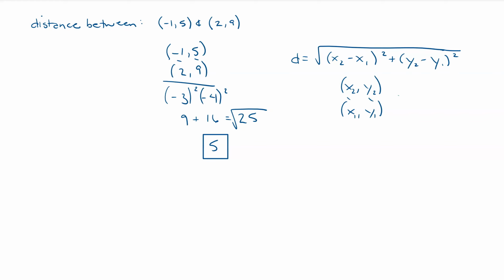And then if I subtract them, I would get x sub 2 minus x sub 1. I'd get y sub 2 minus y sub 1. Then I'd square them. Then I add them. And I rad them. And I have the distance formula built from subtractum, squarum, addum, raddum.